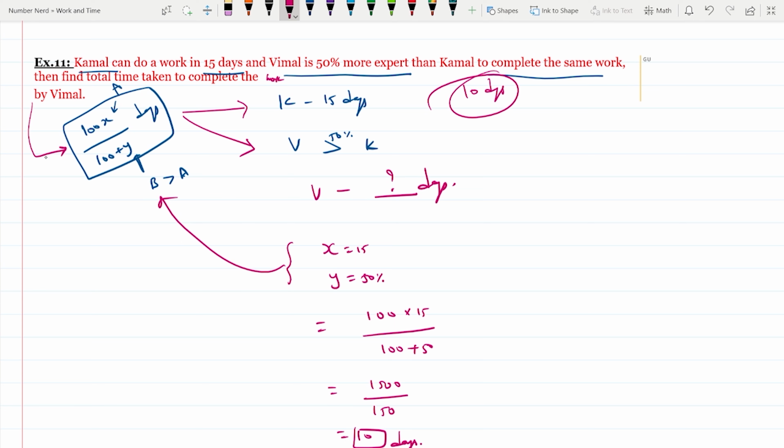This is the direct formula we can use when we are comparing two persons and the question says that person B is some percent faster than person A. Then they are asking to find out the number of days he can complete the work. In this type of situation, we can use this formula. So I recommend remembering this formula, which can reduce the time for calculation of this question during exams.